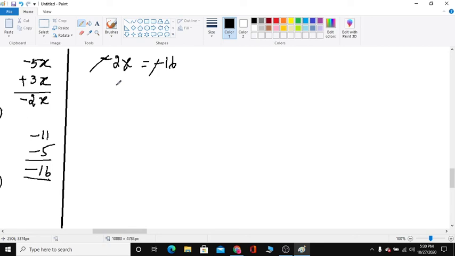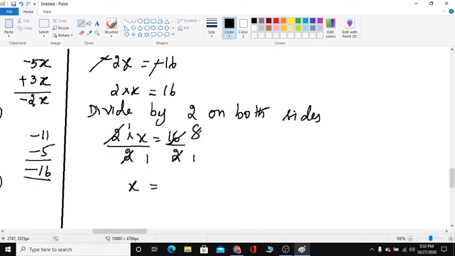So 2 into x is equal to 16. Here in the denominator you write 2 on both sides. 2 into x divided by 2 is equal to 16 divided by 2. Now here we can cancel. 1 2 is 2. In the right hand side 1 2 is 2. 8 times, 8 2s are 16. So what is left on the left hand side after cancelling? Here 1, and in the denominator also 1. So only the variable is left: x is equal to 8 by 1, which is 8.